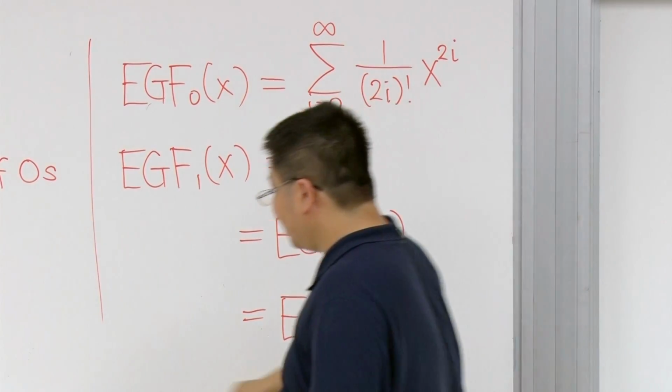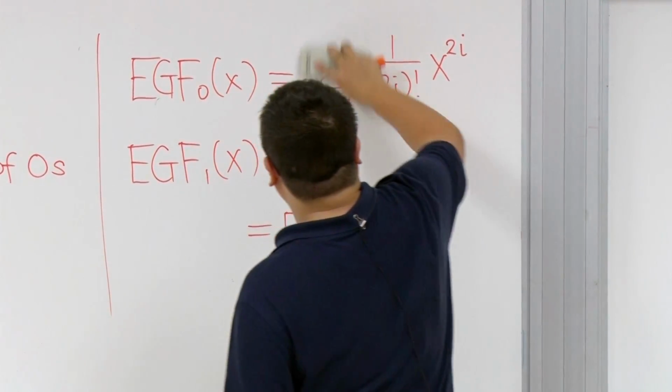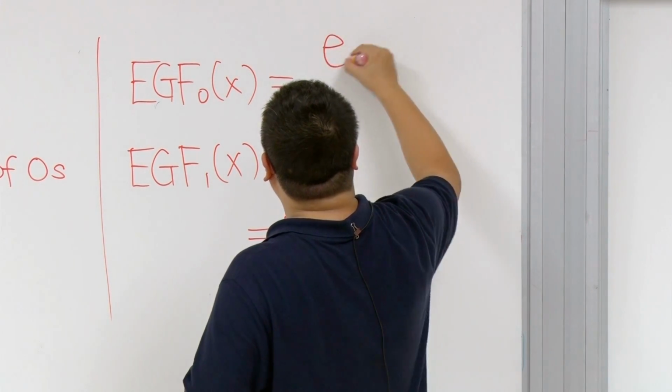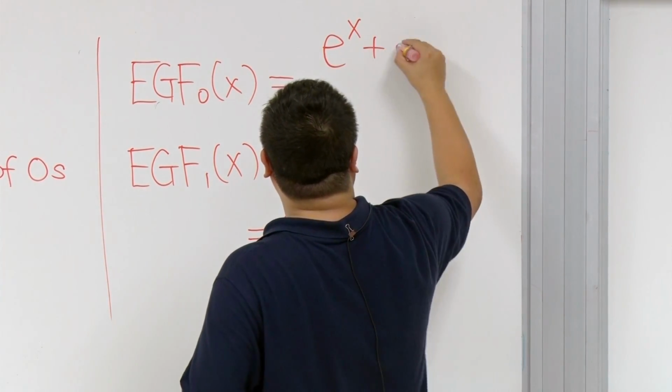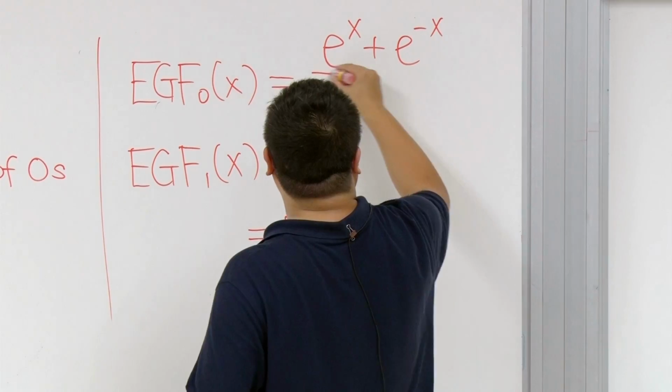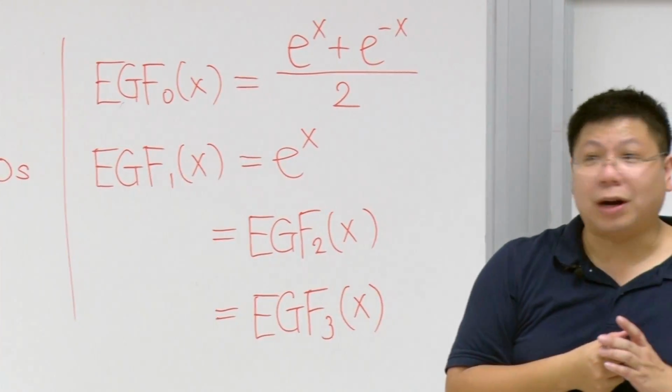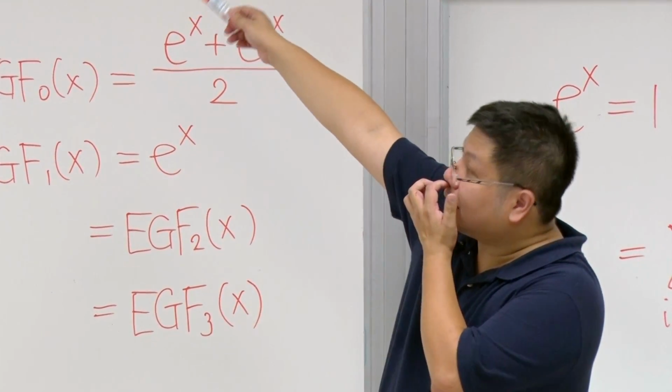So the EGF for X. We can replace this nicely by e to the power x plus e to the power minus x, divided by 2. Is that okay? Just as a sidetrack, here we can get even terms.